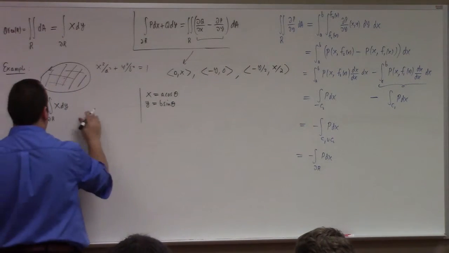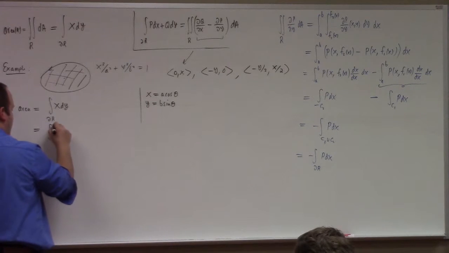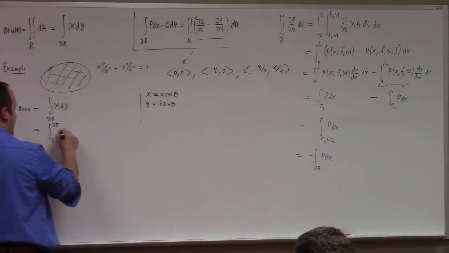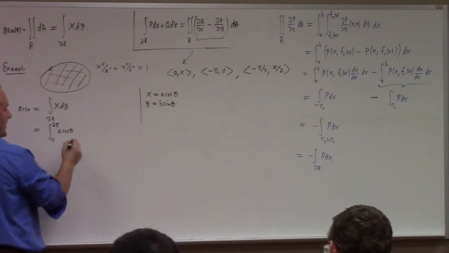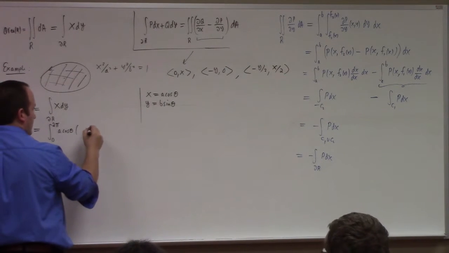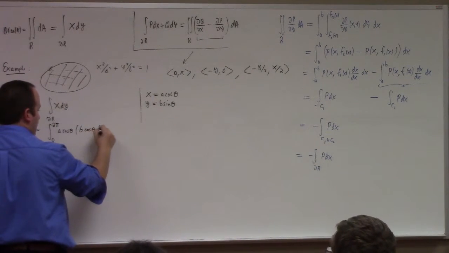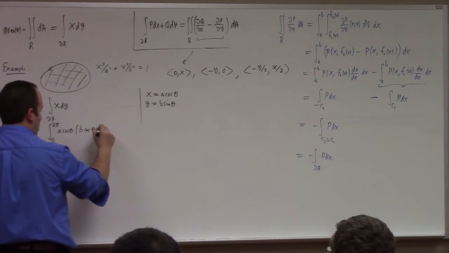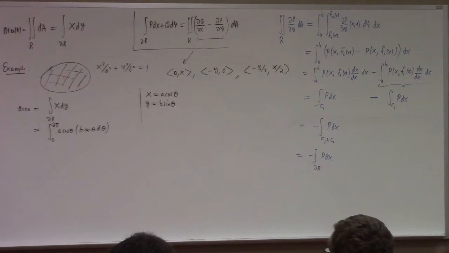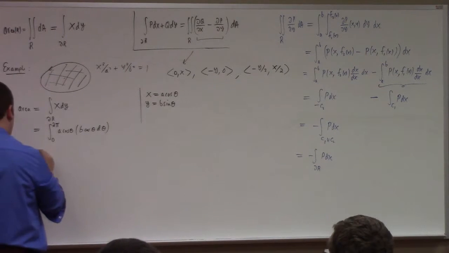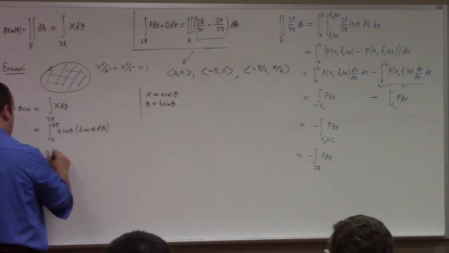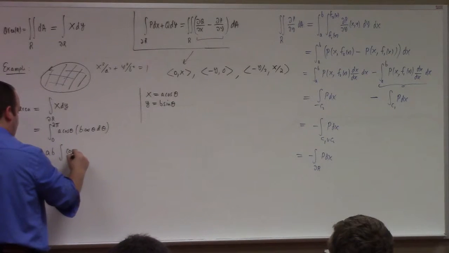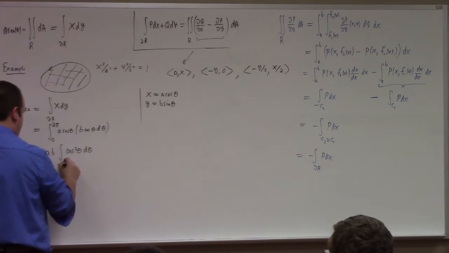So that becomes the integral from 0 to 2 pi. My x is a cosine theta. My dy is what? B cosine theta d theta. So I get a b times the integral of cosine squared theta d theta from 0 to 2 pi.